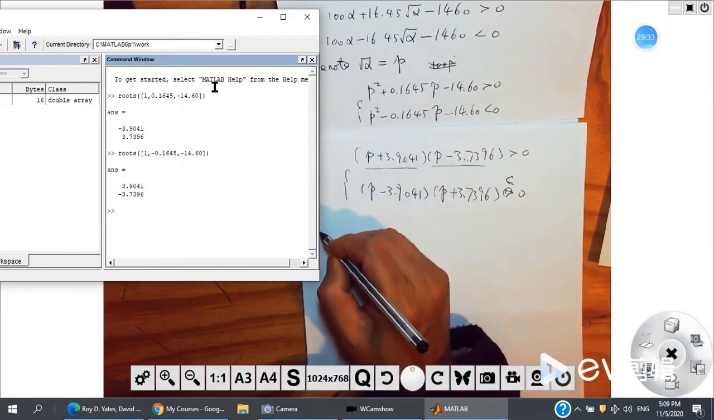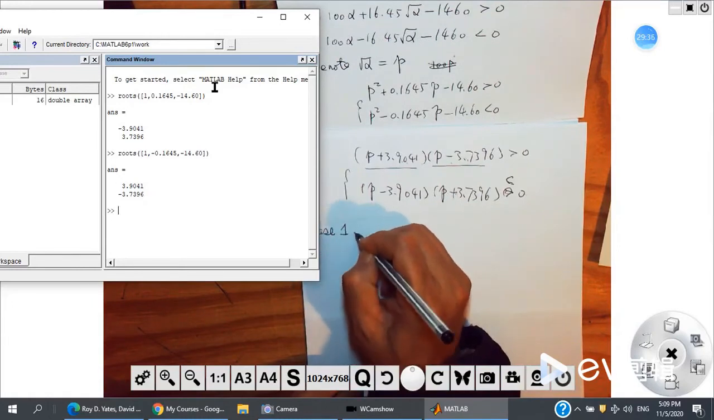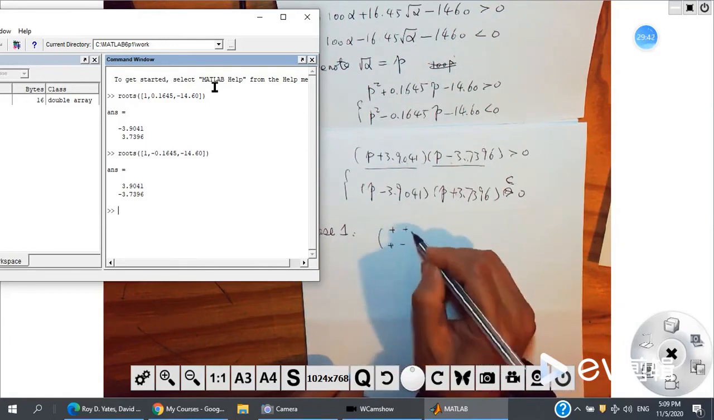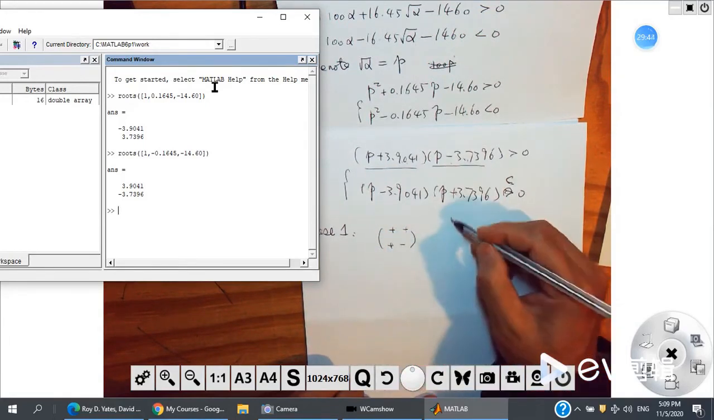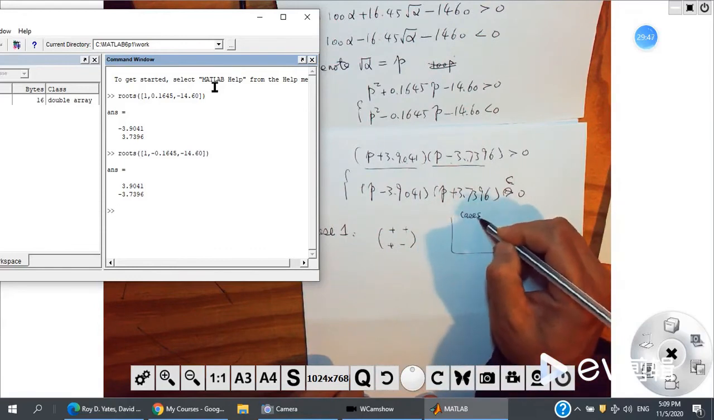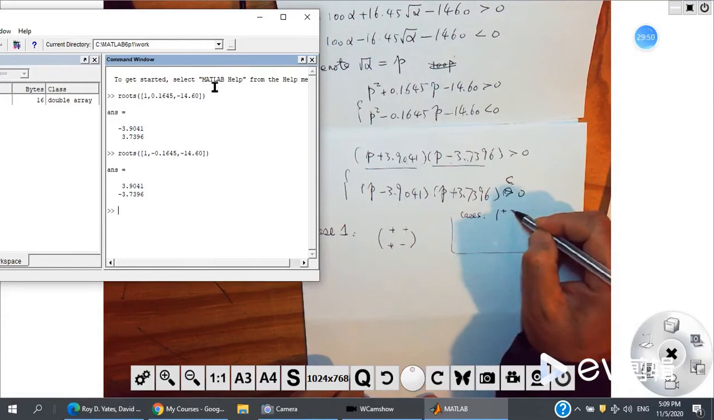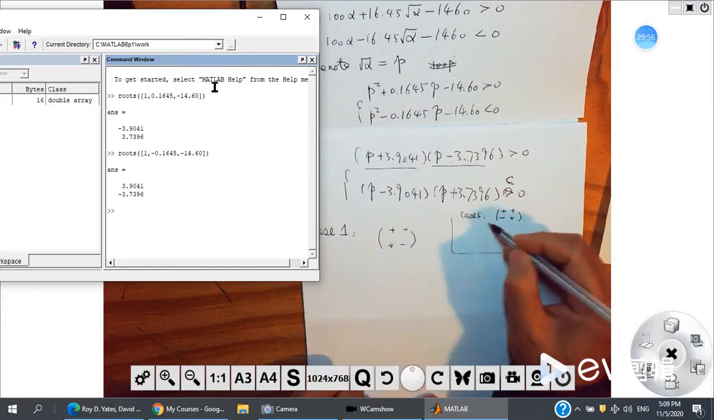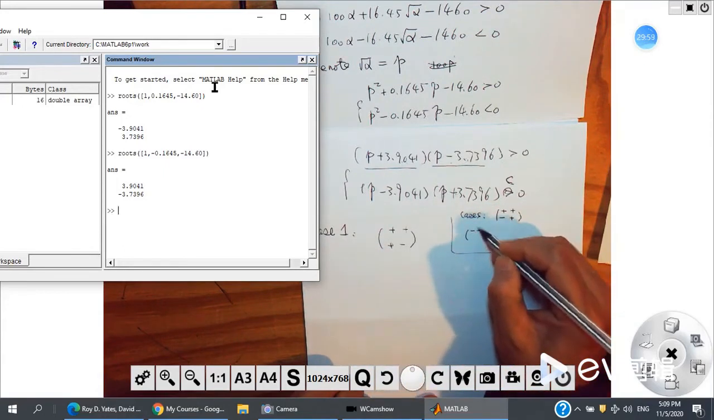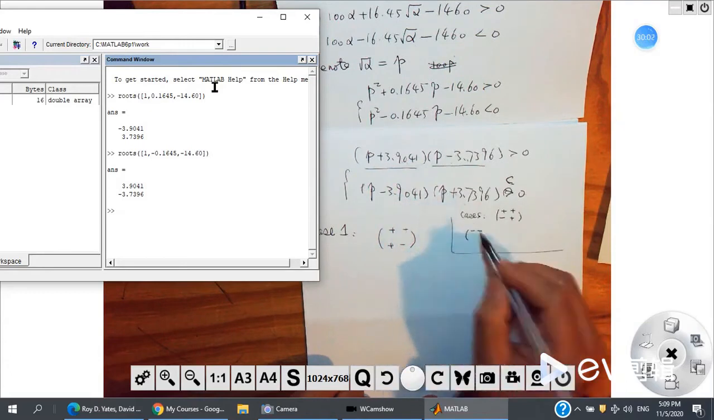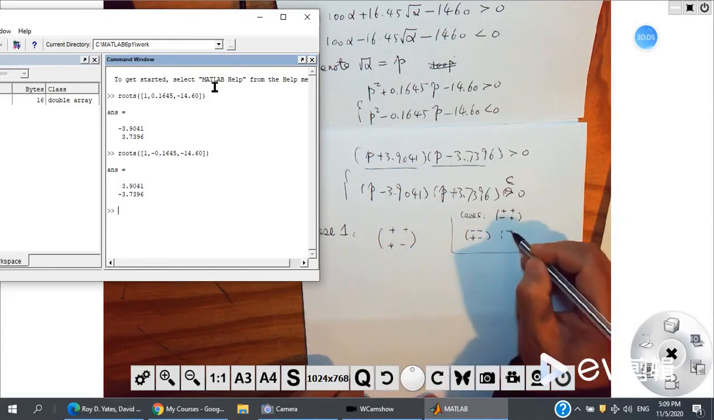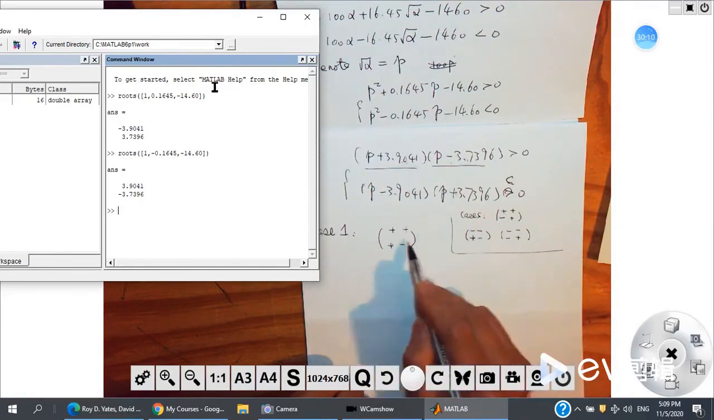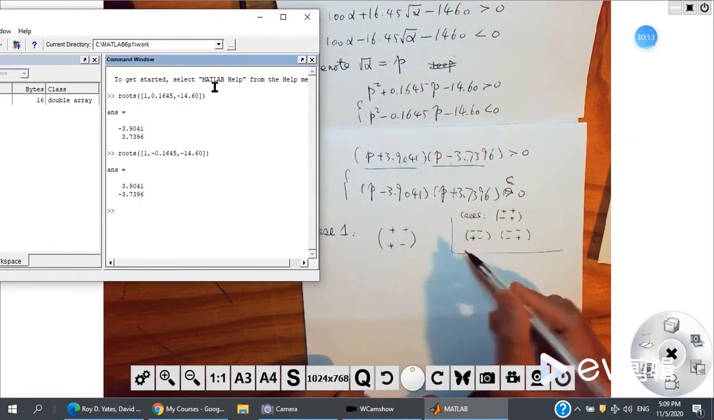For the first equation, the cases are both positive, or both negative. For the second, the first factor is negative and the second positive, or the first positive and the second negative. So totally we have these four cases. We will discuss which cases can give us the right answer.